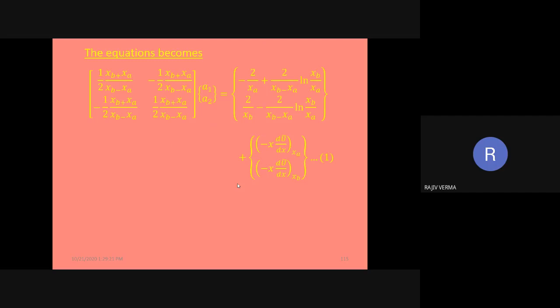Out of this, the term appearing on the right hand side of equation number 1, that is the flux term, is a known quantity. So the first equation cannot be used, but the flux term appearing on the right hand side of equation number 2 happens to be a known quantity. Therefore, equation number 2 can be used.